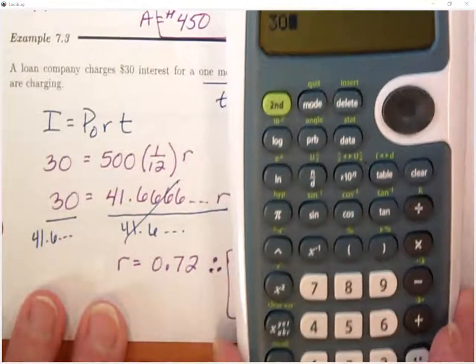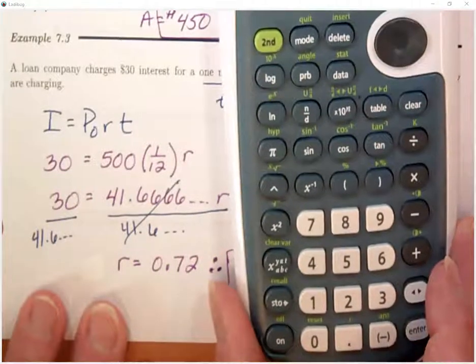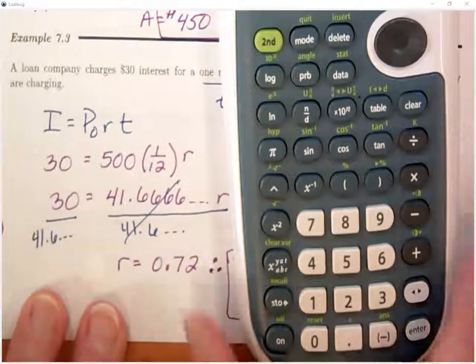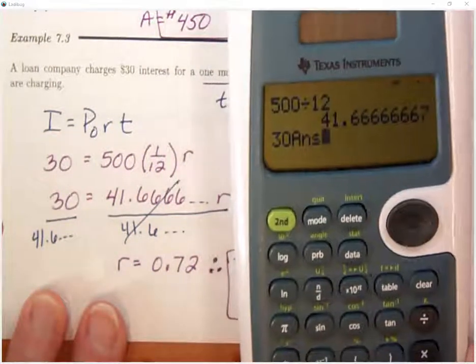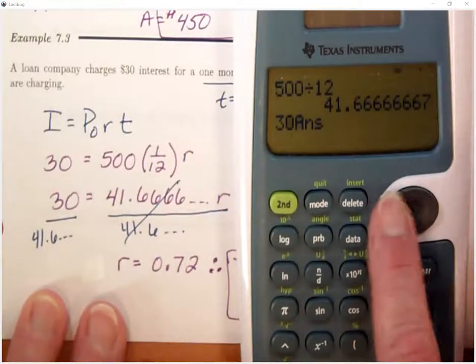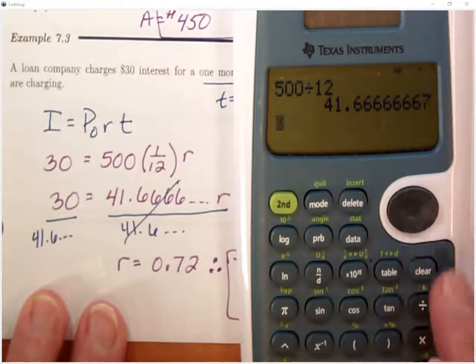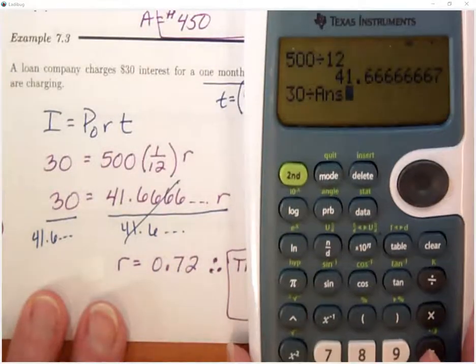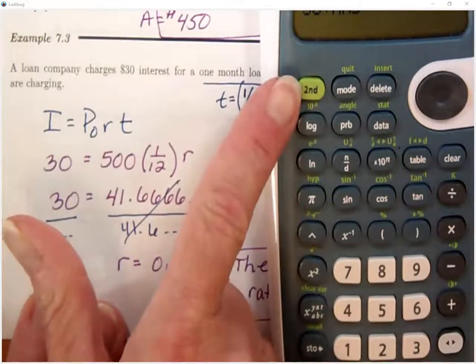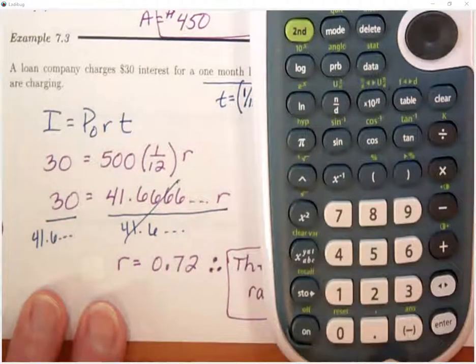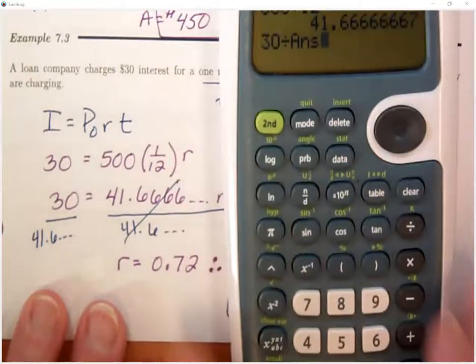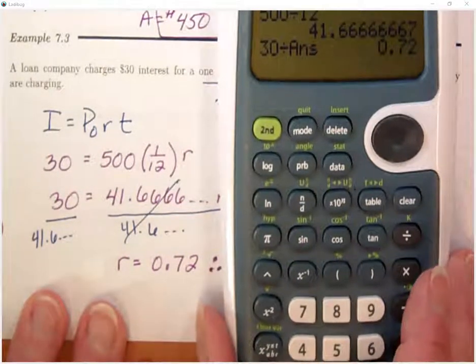Okay, I'm going to push this up. And then you're going to hit this key here, second answer. And what that does is it, oops, let me get rid of that. 30 divided by the second answer. I have to hit the divided first. 30 divided by, and then hit that second key and the answer key. Then hit enter. And you should get 0.72.